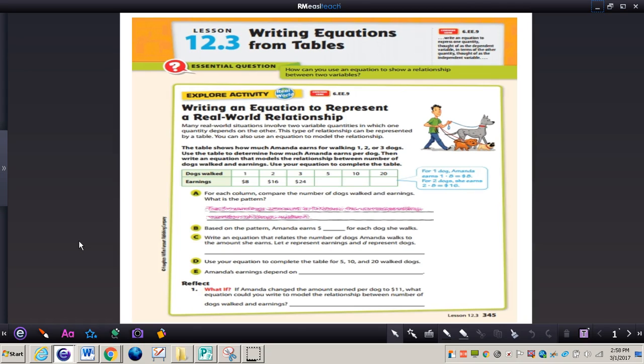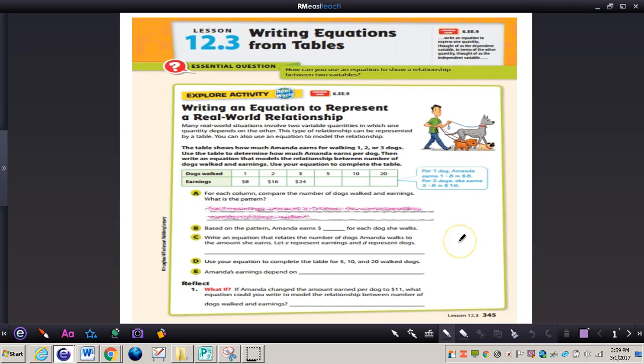It says a table shows how much Amanda earns for walking 1, 2, or 3 dogs. It says use the table to determine how much Amanda earns per dog, then write an equation that models the relationship between number of dogs walked and earnings, and use your equation to complete the table. So we can see for the first one, the dogs walked, one dog walked $8, 2 dogs 16, 3 dogs $24.